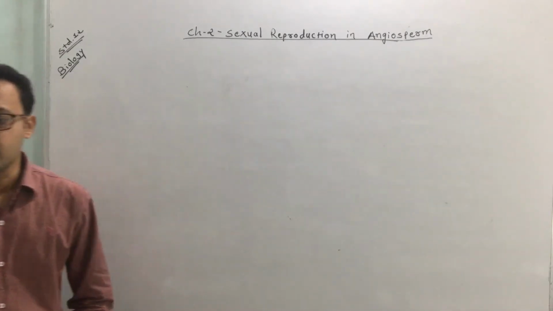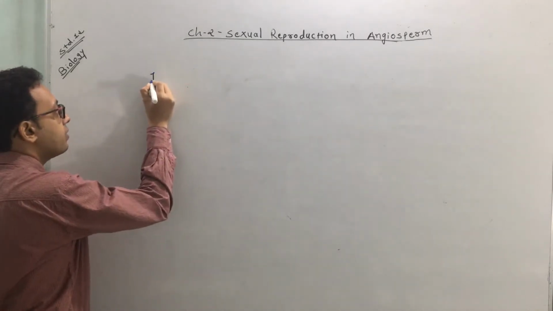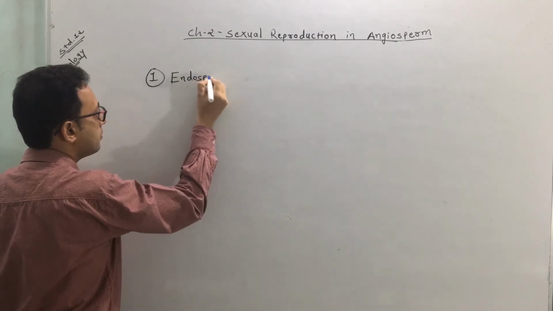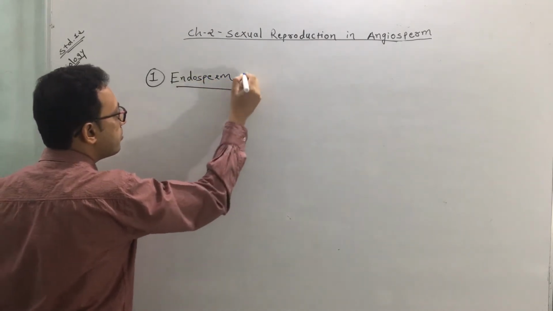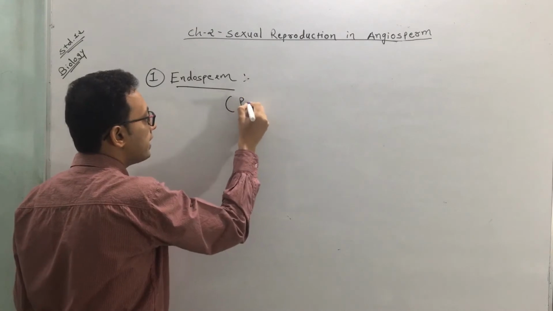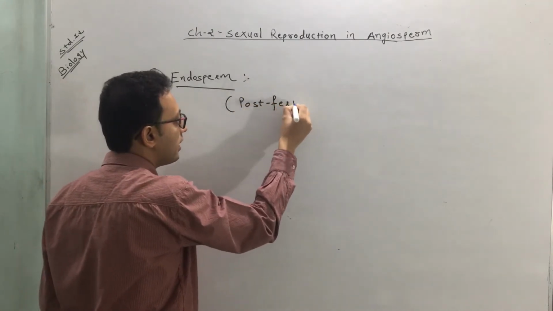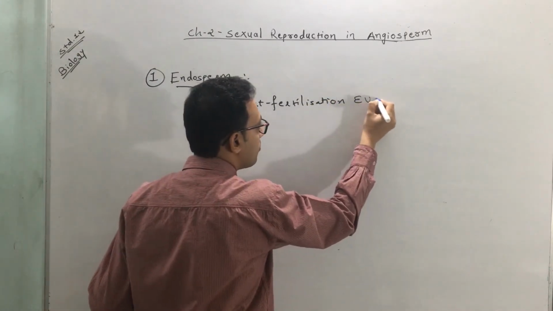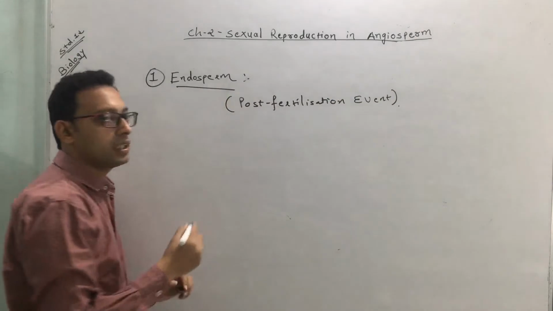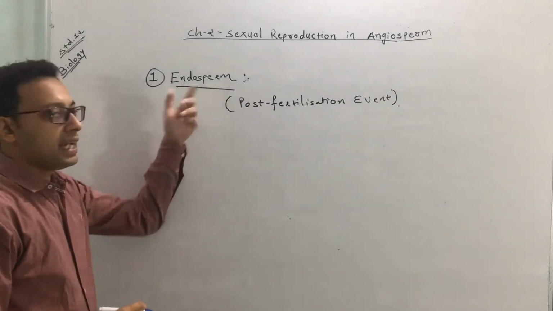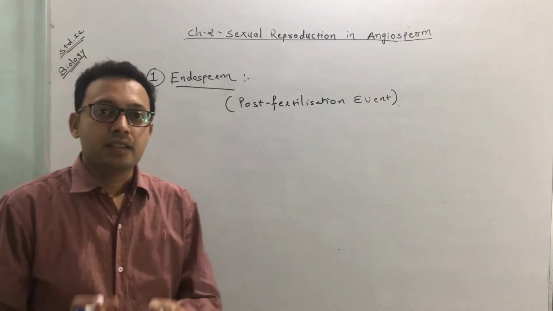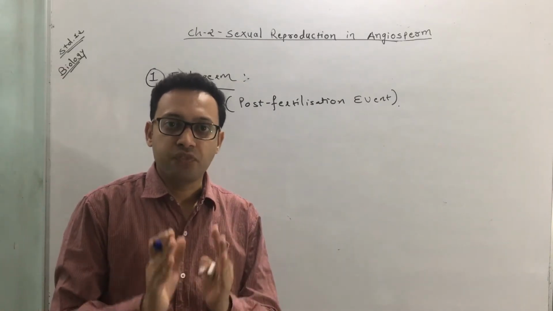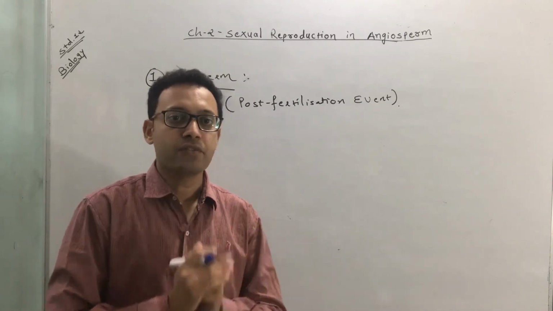One of the first events in post-fertilization is endosperm formation. This event occurs after fertilization, so that's why we call it a post-fertilization event. The endosperm formation starts before the embryo formation.